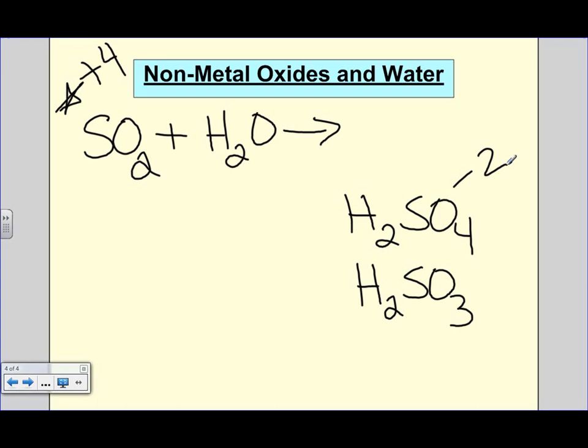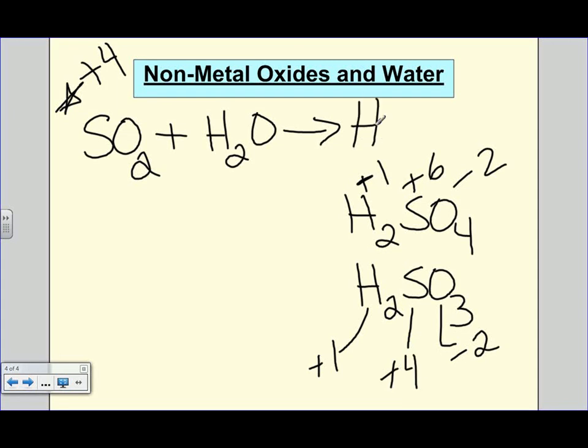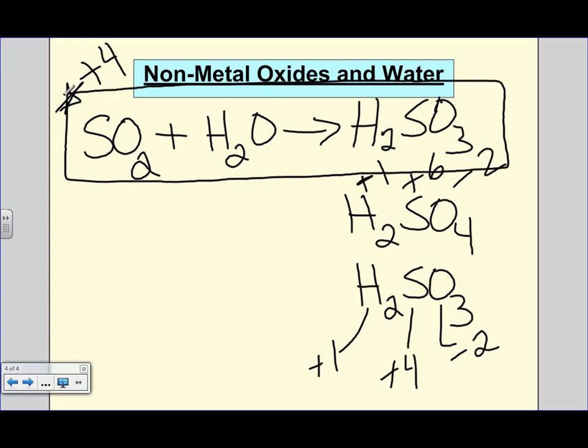Well, when we check the oxidation numbers here, oxygen's a -2, and we have 4 of them, so that's a total of -8. Hydrogen's a +1, and we have 2 of them, so the sulfur in sulfuric acid has to be a +6. In the sulfurous acid, we have 3 oxygens, each one at a -2 oxidation number, and the hydrogens at a +1, so the sulfur has to be a +4. There's our product, H2SO3, which is a weak acid, so this equation, as it's written, is our net ionic equation.